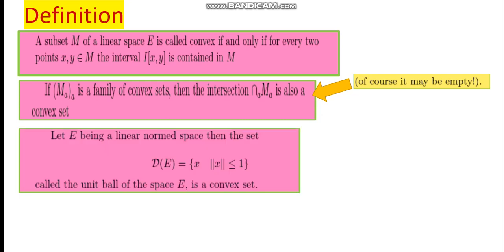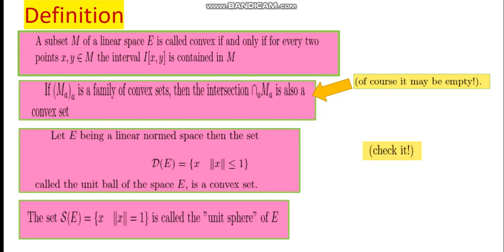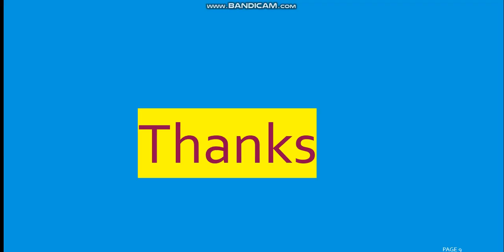Let E be a linear space, then we have the set norm x less than or equal to 1. What is that? Unit ball, right? Less than or equal to means the unit closed ball. If it is less than 1, it is the unit open ball. Clearly that is also a convex set. Please check. That all you know. And if it is norm x equal to 1, it is called the unit sphere. So thanks.